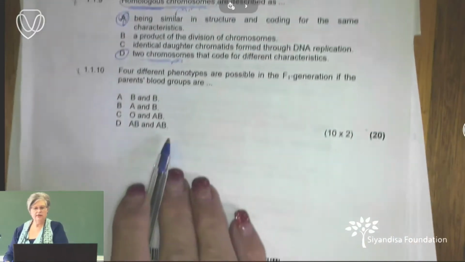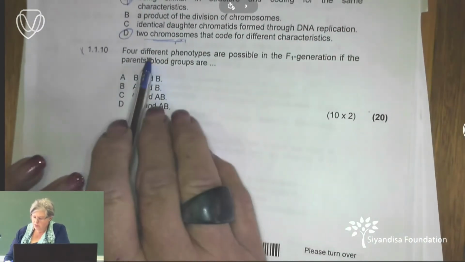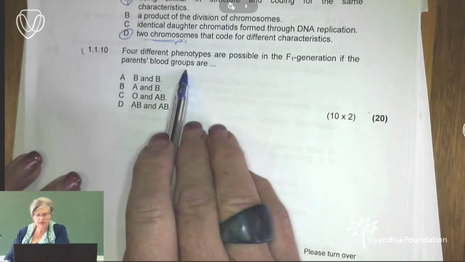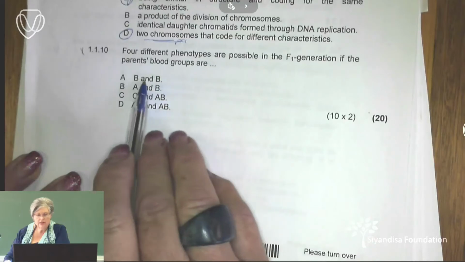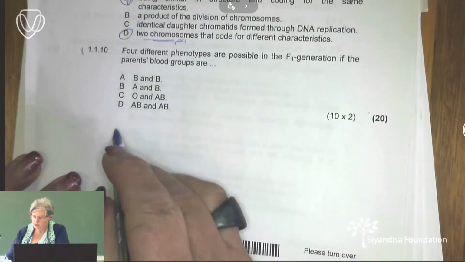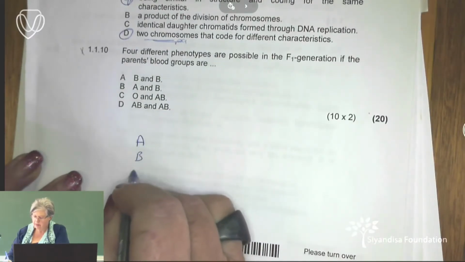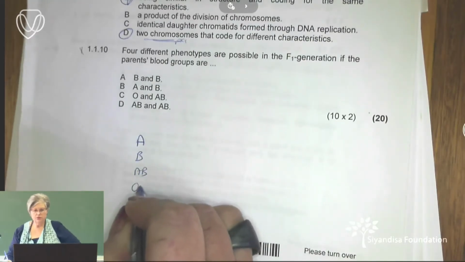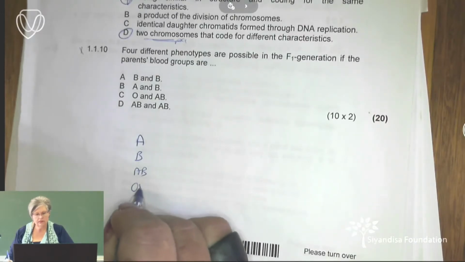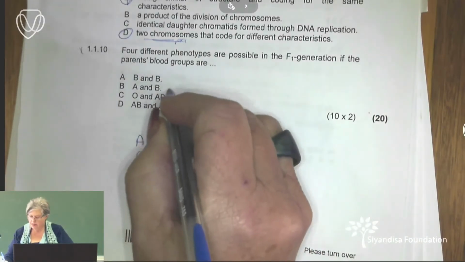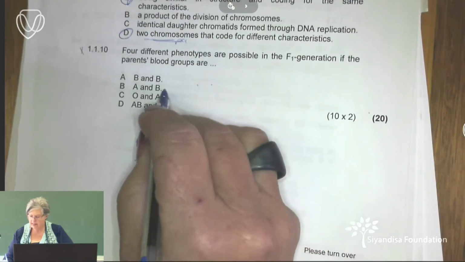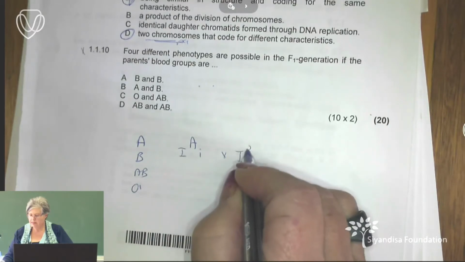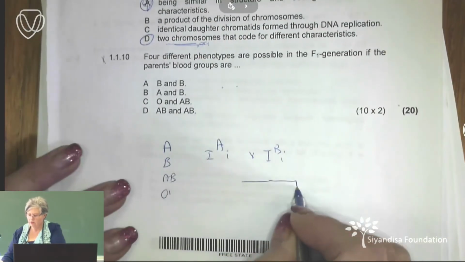So let's quickly look now at this question. 4 different phenotypes are possible in the F1 generation if the parents' blood groups are. We want A, we want B, we want AB and O. So which parents will give us these 4? B and B cannot be. Let's see A and B. If A is heterozygous and B is heterozygous, how will their children look?